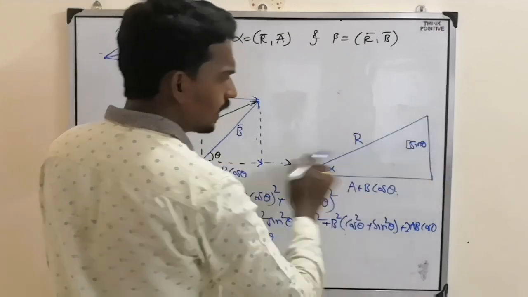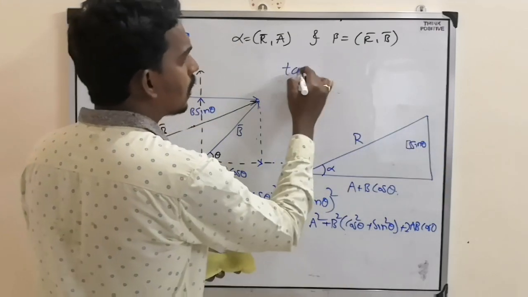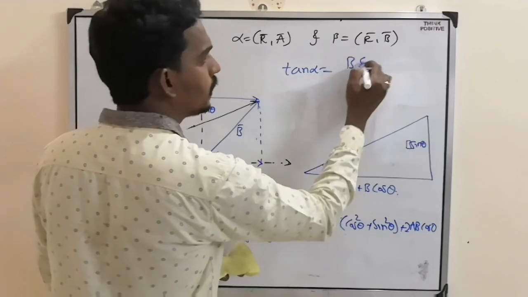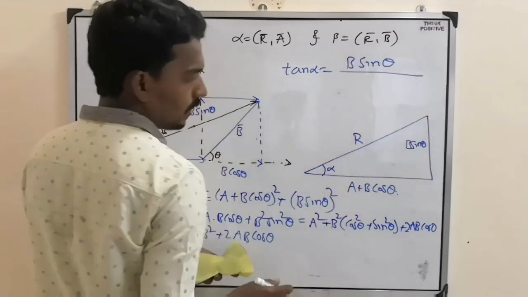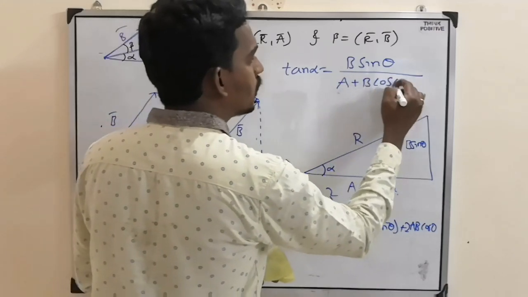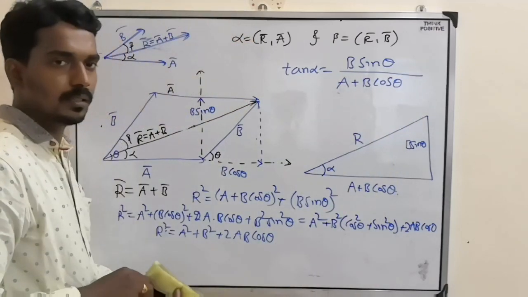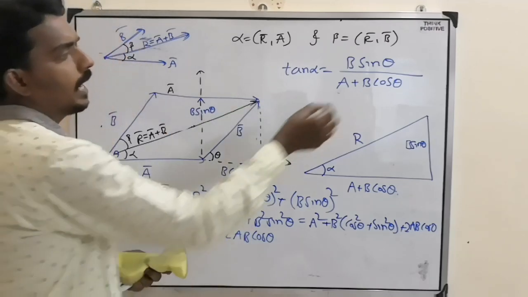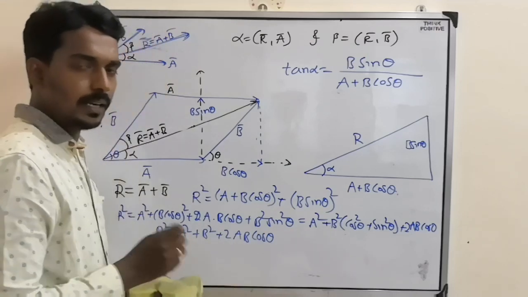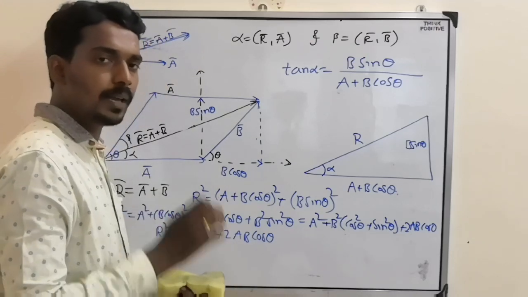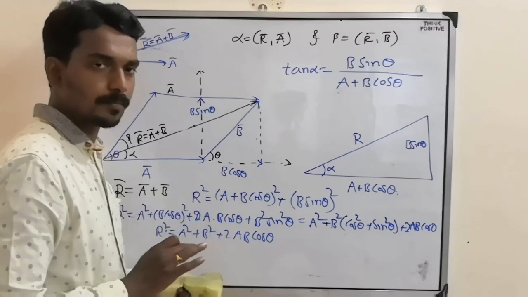Now if you take this right angle triangle, tan alpha, what is tan alpha? Opposite B sin theta by adjacent, what is that? A plus B cos theta. So when there are two vectors inclined at an angle theta, then their resultant makes some angle with A bar.